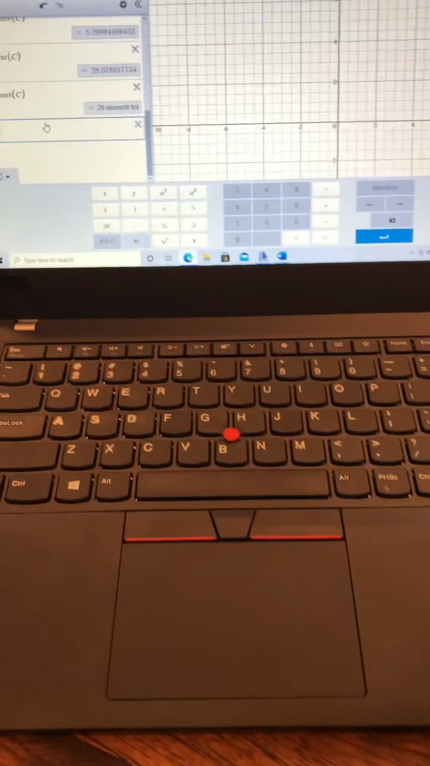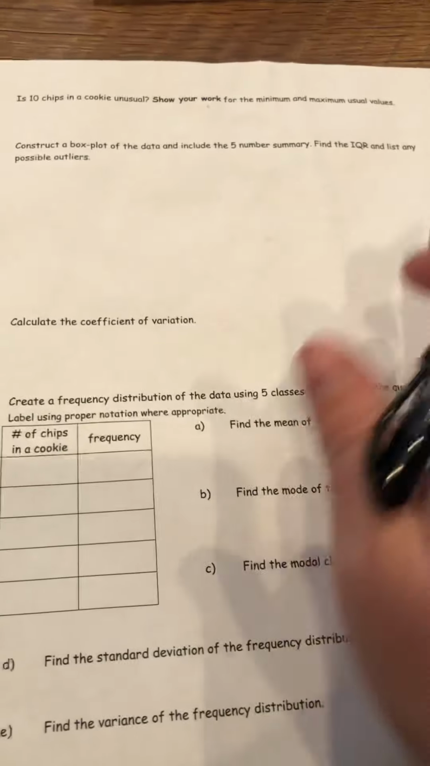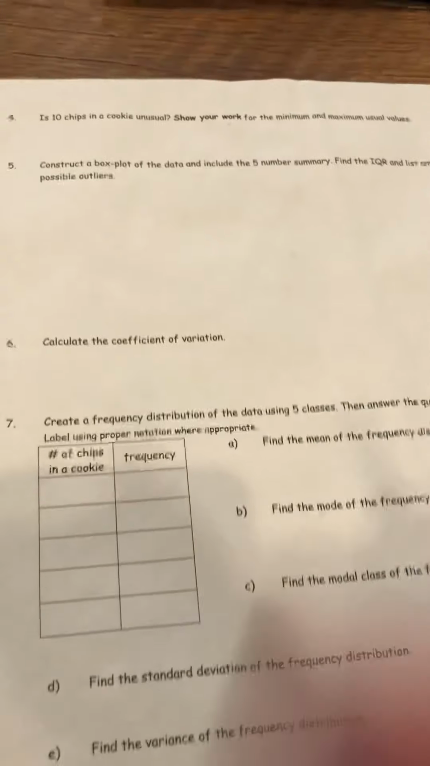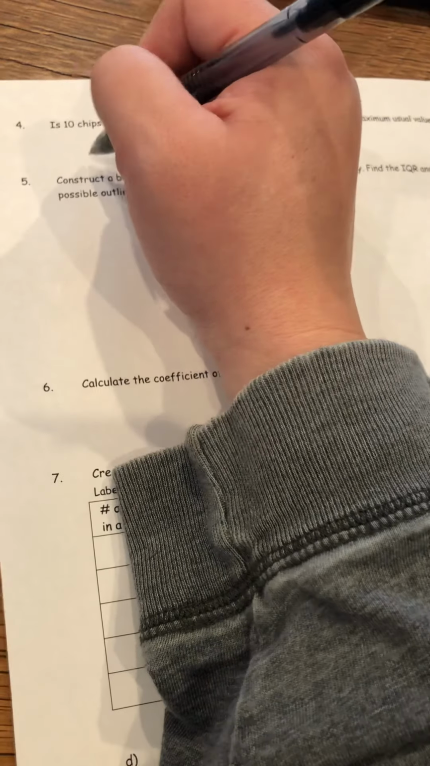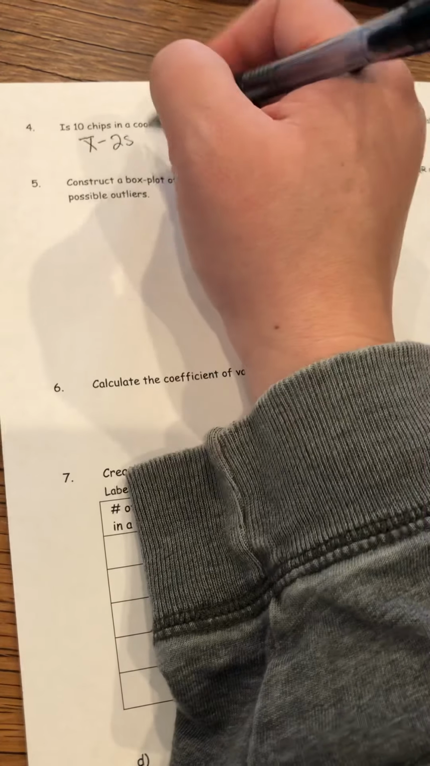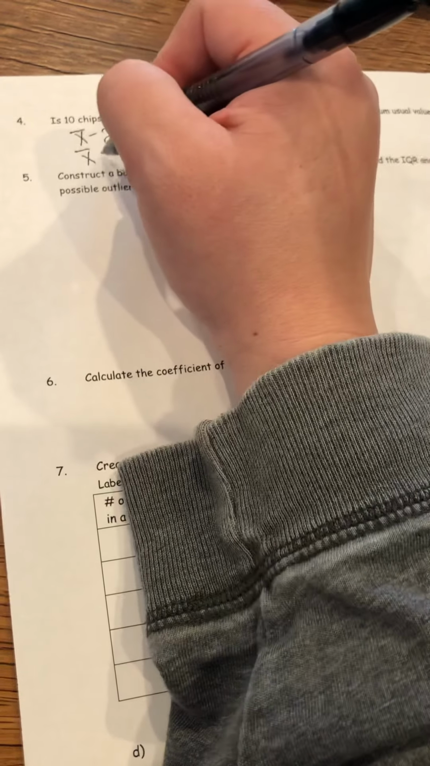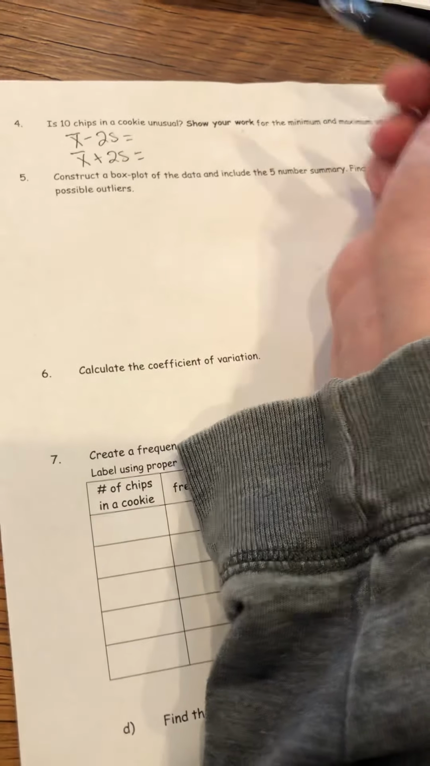Okay, so that is it for question 3 there. So now what we want to do is go to number 4, and it says, is 10 chips in a cookie unusual, and show your work for your minimum and maximum usual values. Usual values occur within 2 standard deviations of the mean. So your minimum usual value is x bar minus 2s, and your maximum usual value is x bar plus 2s. Your mean minus 2 times your standard deviation, and your mean plus 2 times your standard deviation.